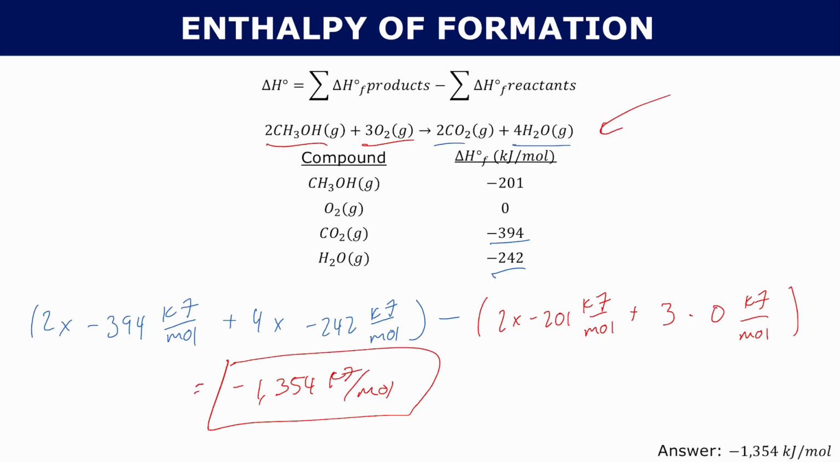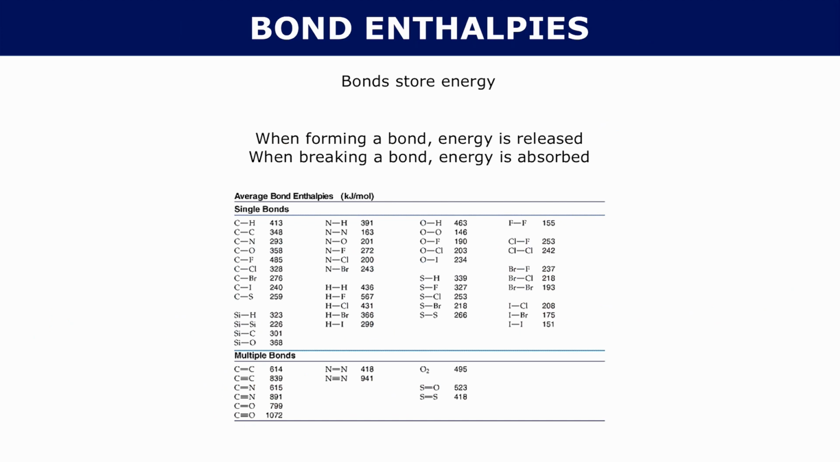The next type of enthalpy that I want to talk about is called bond enthalpies. The idea behind bond enthalpies is that bonds store energy. When you form a bond, energy is released, and when you break a bond, energy is absorbed. And that might seem counterintuitive. You might think when you break a bond, energy is released.